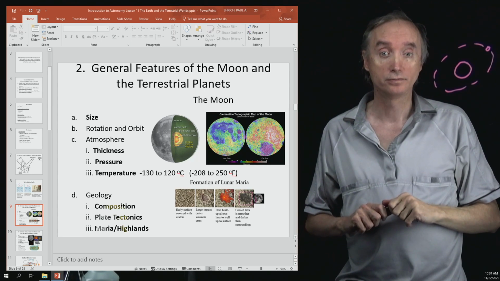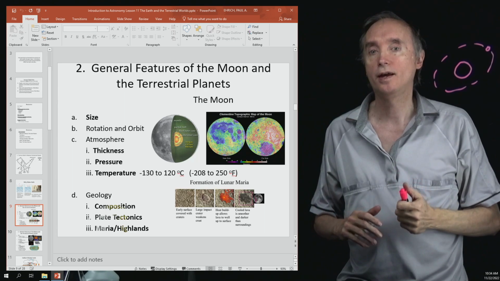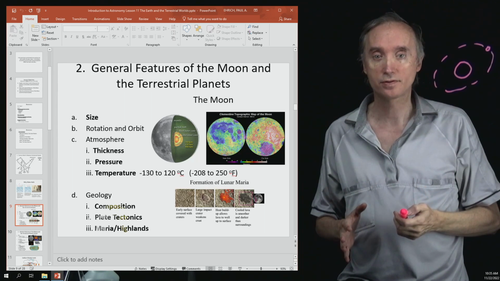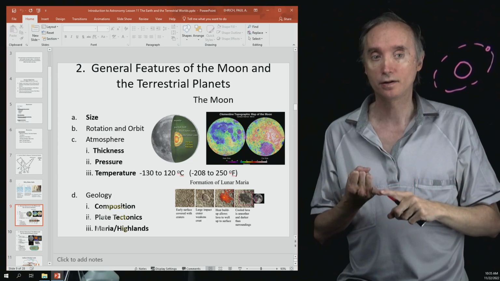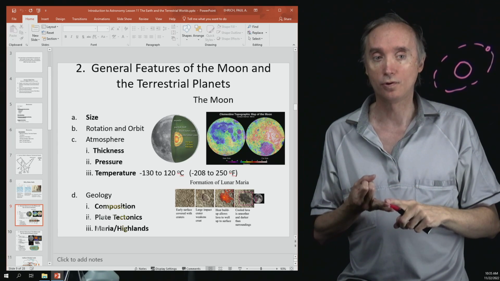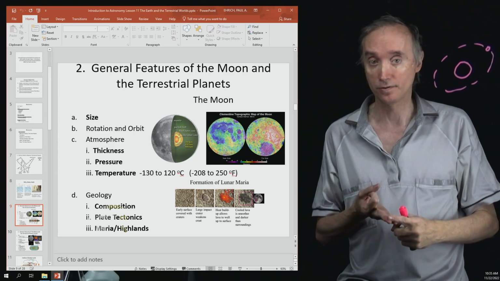The atmosphere, okay? What do you think is the thickness of the moon's atmosphere? Do you think it's thick? Do you think it's thin? Or do you think it's the same as the Earth's atmosphere?